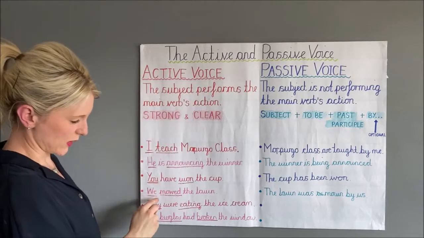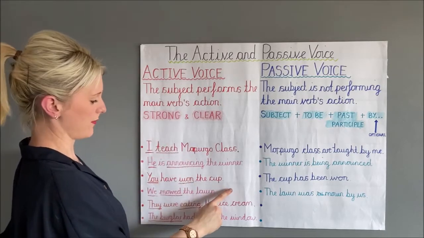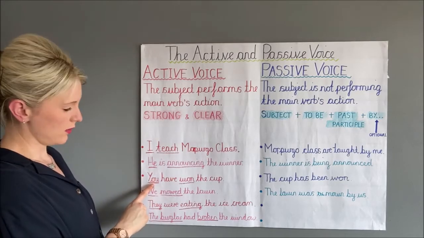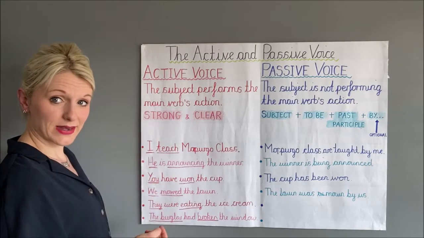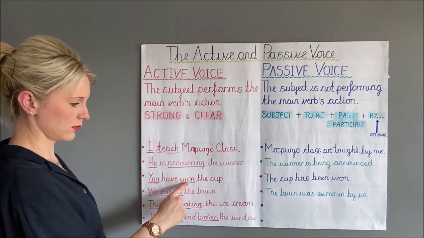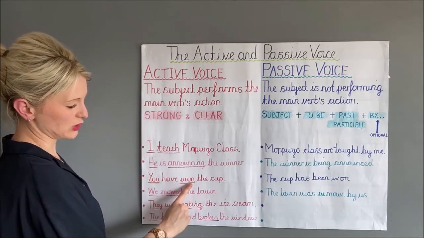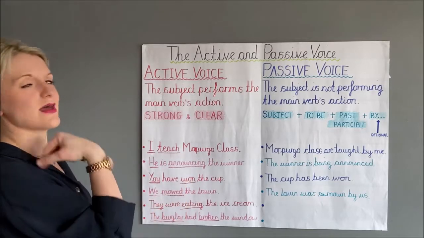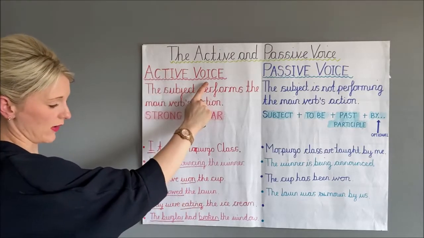Let's have a look at the next one. It says, you have won the cup. Now the subject, I've underlined it here, is you. Okay. The main thing that's happening is that they have won. Okay, so the subject is doing the main verb. It is you that has won it. So that is written in the active voice.